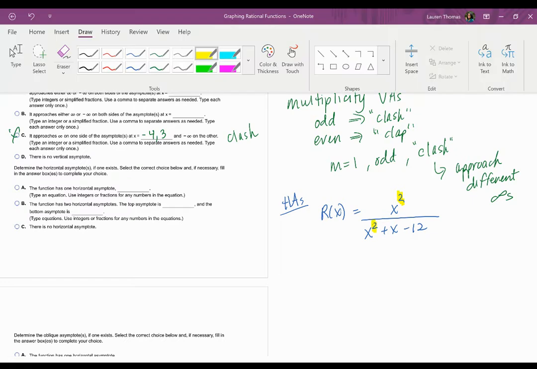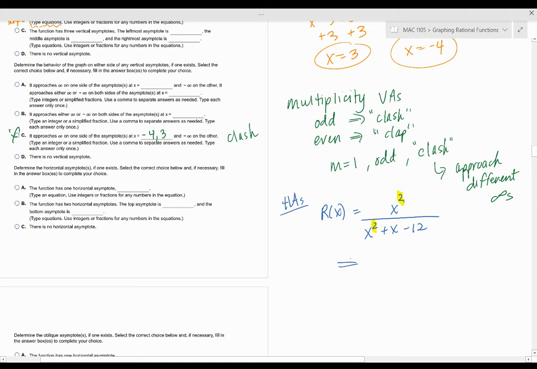Since the degrees are the same, that lets me know that I'm going to have a horizontal asymptote. And since the degrees are the same, my asymptote is going to be at the ratio of the leading coefficients. The coefficient in the numerator is 1, even though you don't see it, it's understood. The leading coefficient in the denominator is also 1. So 1 divided by 1 equals 1. So I have a horizontal asymptote when y equals 1. I have one horizontal asymptote and it's at y equals 1.